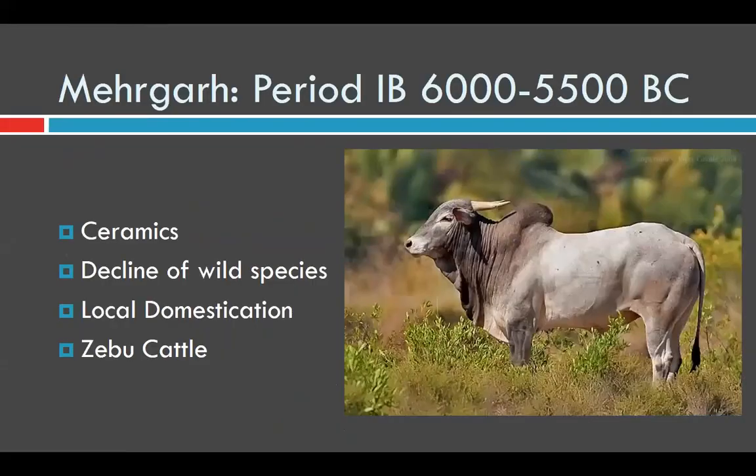If we look a little later, 6,000 to 5,500 BC, ceramics appear with the decline of wild species and local domestication, in particular of zebu cattle here. You can see the hump on the back of this cow. These we saw in the genetic profile of cattle in Africa, they start to trade out and move around the old world as well. The genetics of these zebu end up in the gene pool of African cattle beginning very early on. So as an export from this region almost, but this is a local Afghanistan, Pakistan variety of wild cattle that is domesticated there independently.